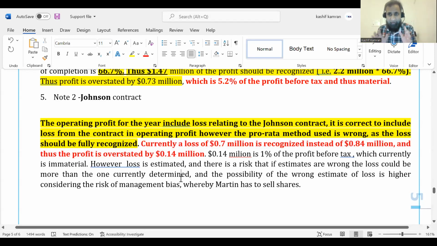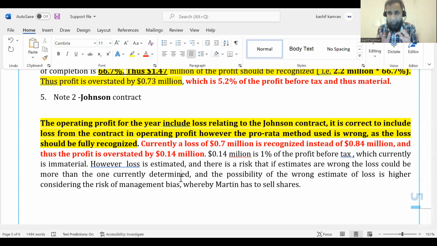How much is the loss recognized? 0.7. How much should it be? 0.84. So what is the difference? The difference is 0.14. So is the profit overstated by 0.14 million? Because the loss is recognized in the profit, right? The loss is recognized in the profit. So is currently the profit overstated by 0.14 million?